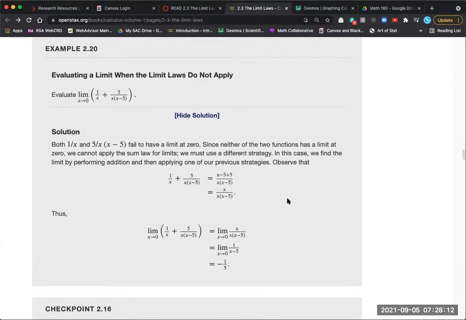And so looking at some other expressions. Again, when you plug in 0 here, you get an indeterminate form.